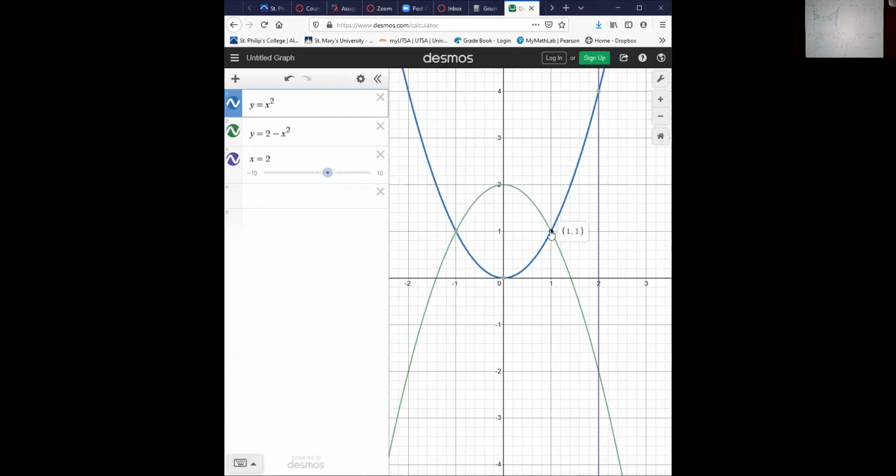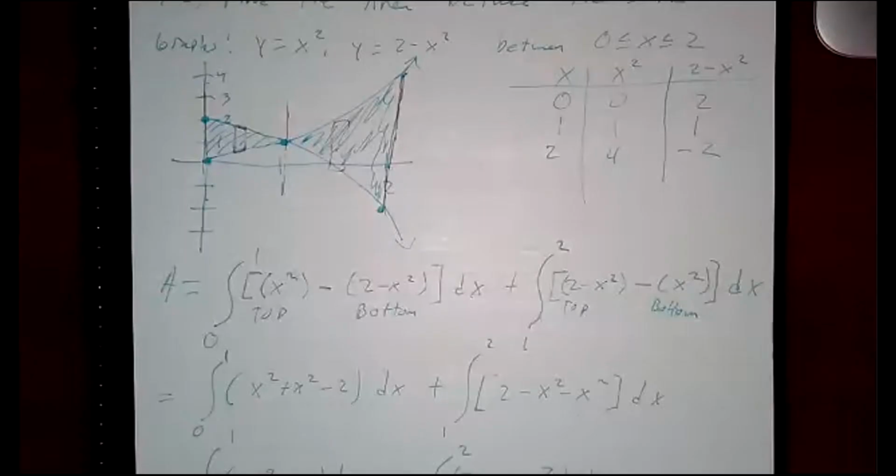And the intersection points can be found by just clicking. So you can say, all right, I know it's 0 to 1 there. Yeah, there's 2, of course. So using this to guide you to set up the integral should make it a little easier if your graphing is rusty.